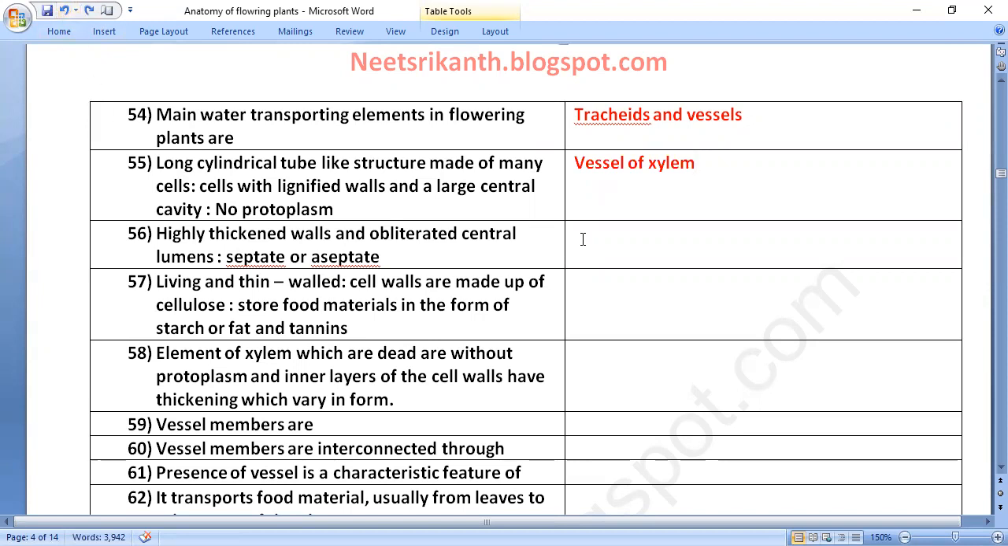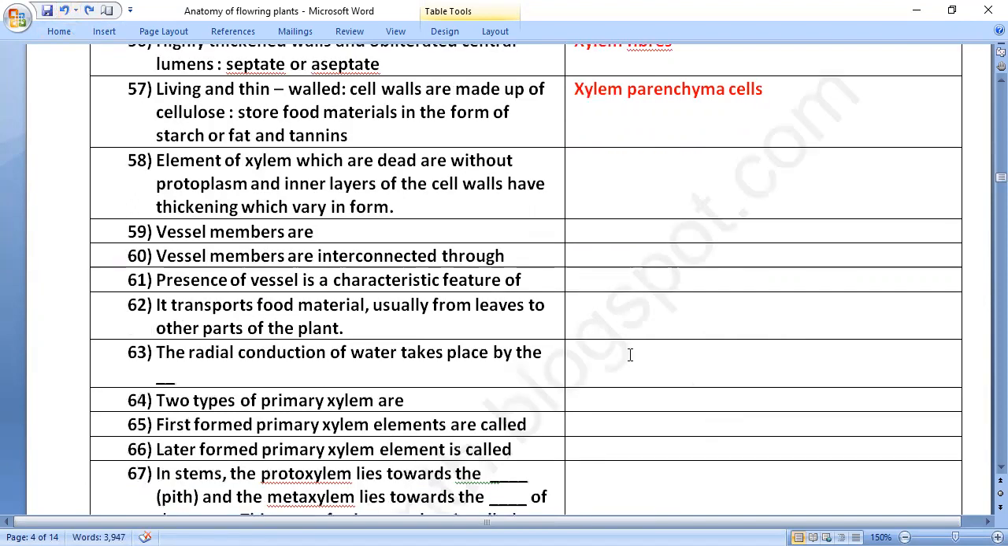Xylem fibers have highly thickened walls and obliterated central lumen, septate or aseptate. Xylem parenchyma cells are living and thin walled, cell walls are made up of cellulose, and they store food material in the form of starch or fat and tannins. Tracheary elements of xylem are dead, without protoplasm, and inner parts of the cell walls have thickenings which vary in form.